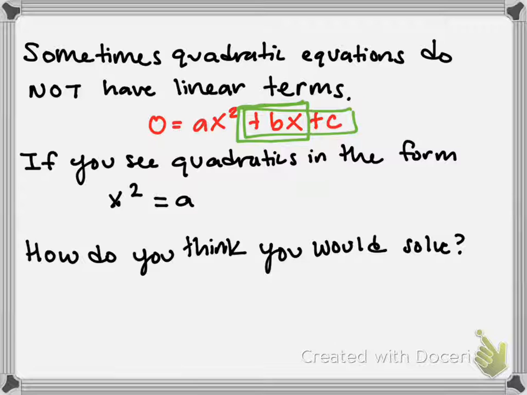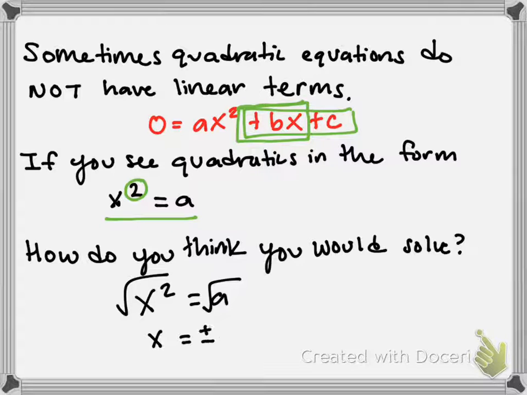Or especially this bx part right here. So if you see a quadratic in the form x squared equals a, how do you think you would solve for x? Well, the opposite of squaring something is to take the square root of it. So if we had x squared equals a, to solve for x, we would take the square root of both sides. The square root of x squared is x. The square root of a would be plus or minus whatever that number was.